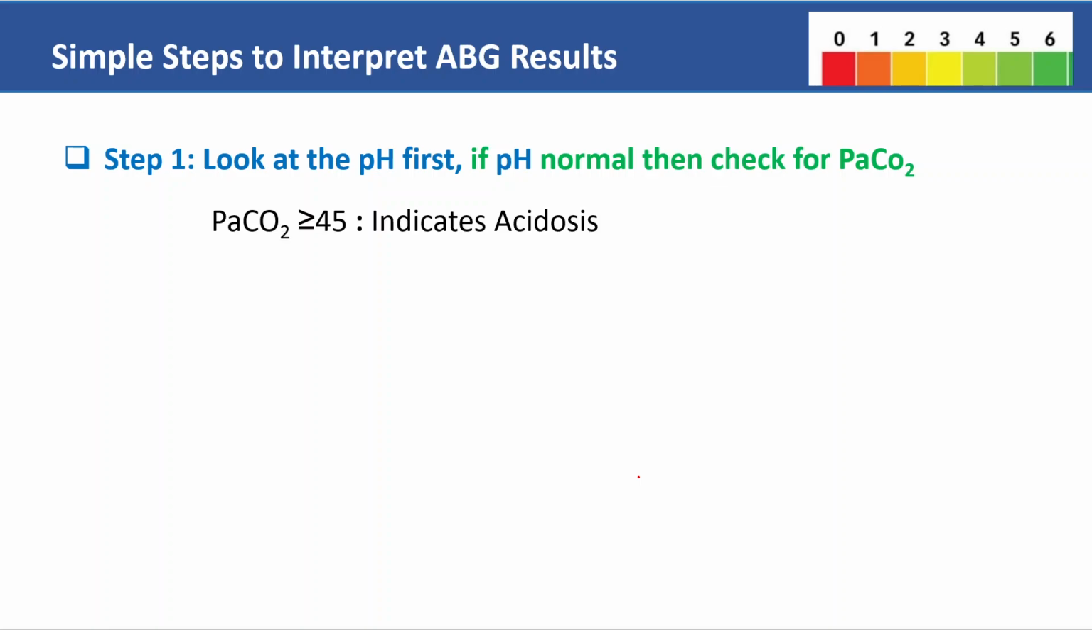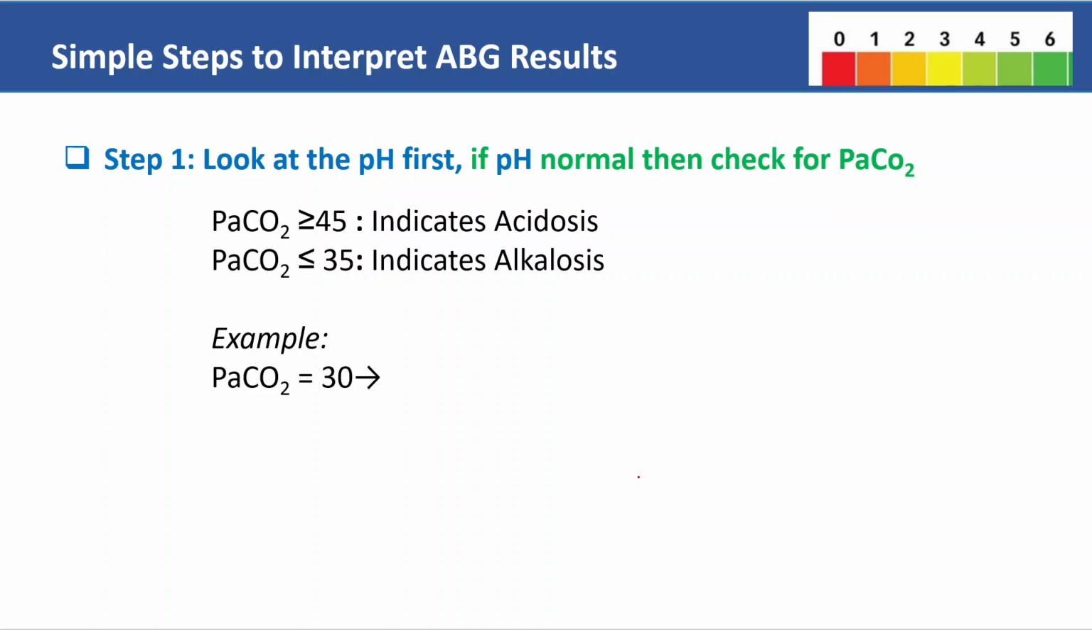So if the PaCO2 is more than 45, it indicates acidosis, just opposite to pH. If the PaCO2 is less than 35, it indicates alkalosis. So the example is if PaCO2 is 30, it is alkalosis, and if the PaCO2 is 50, it indicates acidosis.